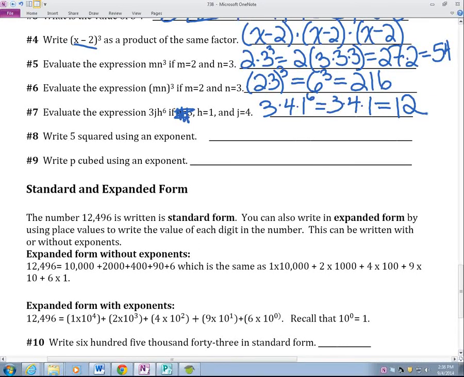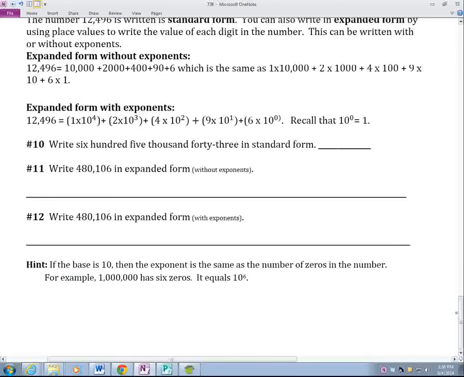Okay? Next one, write 5 squared using an exponent. I've been saying it throughout these last 7 questions. What is 5 squared? 5 to the 2nd power. Good. Okay, how about p cubed? P to the 3rd. That's right. All right, let's see if we can get through this in 6 minutes.